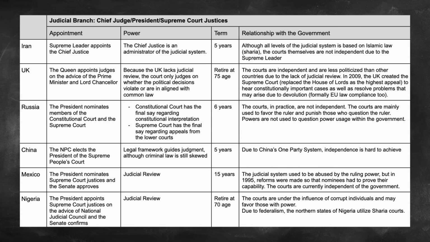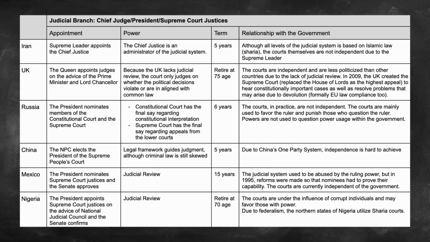Here's a chart of the judicial branch in our 6 AP countries. What matters the most is the power and the relationship with the government. Term length doesn't matter as much if the line between the judicial and executive branch are blurred. There are probably two interesting facts within this chart. For starters, the UK lacks judicial review.